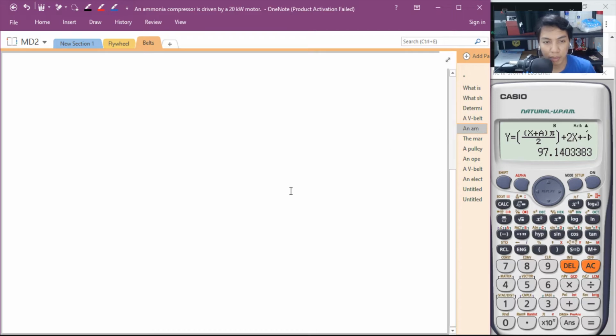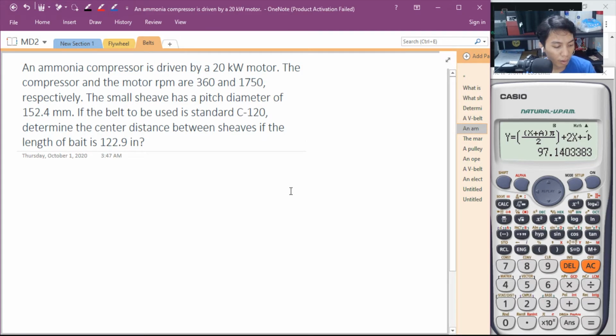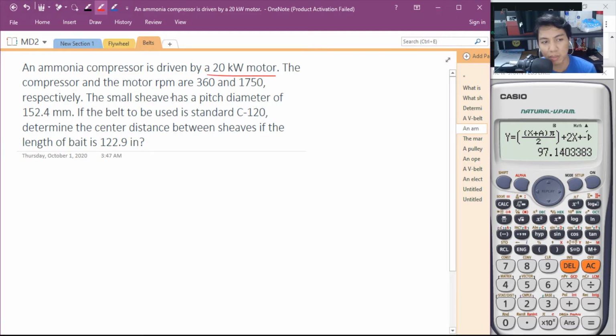How about problem number 5? Problem number 5 is the same as that. Yun lang naman. An ammonia compressor is driven by a 20 kilowatt motor. So, wala ka namang ibang hinahanap dyan. The compressor and the motor RPM are 360 and 1750. A small sheave has a pitch diameter of 152.44. So, ano po yung 152.44? That is the pitch diameter, yung loob niya na kinakapitan ng sheave. That is D1. If the belt to be used is standard C120, determine the center distance between sheaves.